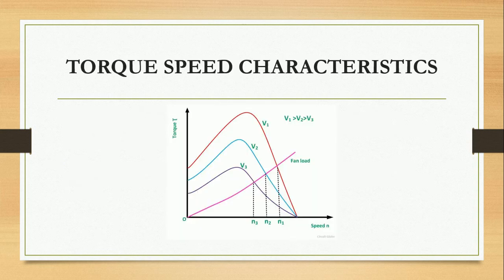This is the torque speed characteristics of an induction motor. In this graph, the x-axis is taken to be speed and the y-axis is taken to be torque. There are 3 graphs drawn for V1, V2 and V3. This shows the fan load. In this diagram, we can infer that V1 is greater than V2 and V2 is greater than V3.